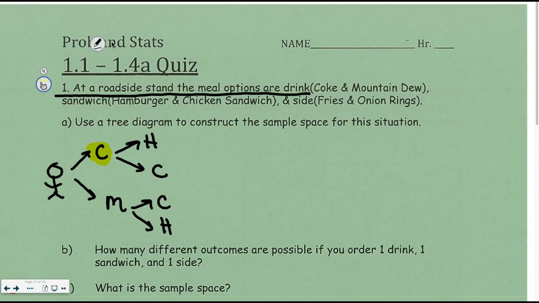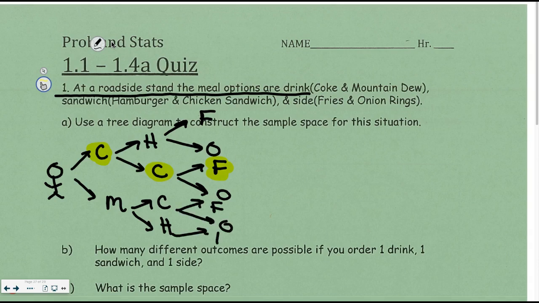So I think I am in the mood today for chicken. So I am that yellow branch of the tree. Last up, they say, what side do you want, fries or onion rings? I hate onion rings, so I am definitely going to be a fryer. So I'm going to put me right here. I'm this one possible choice or one item in the sample space. All right. So there's my tree diagram. When it says how many different outcomes are possible, this yellow is one possible outcome.